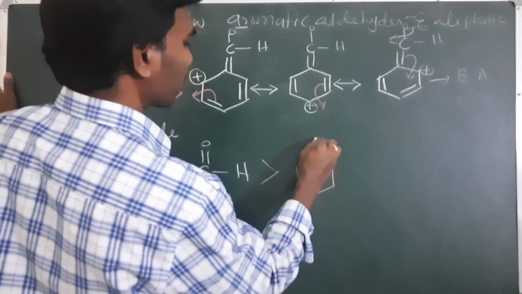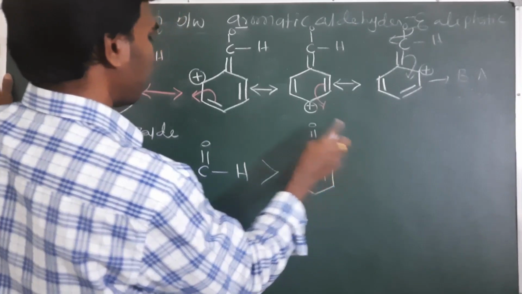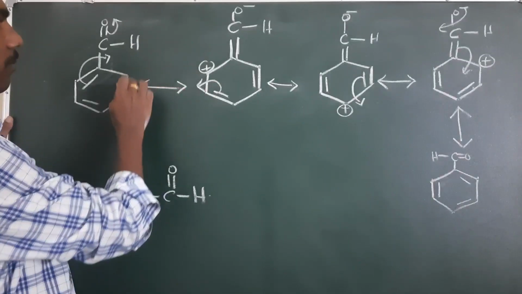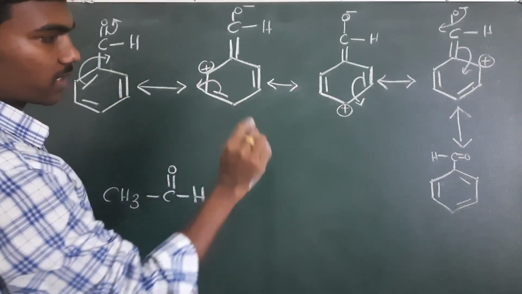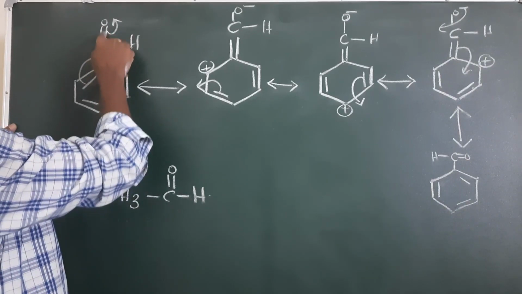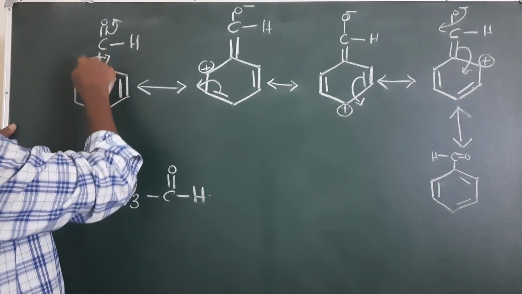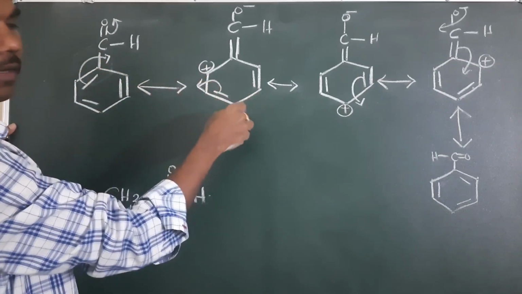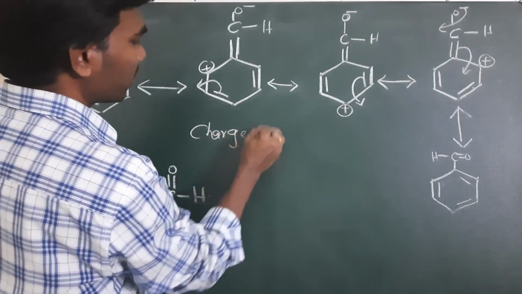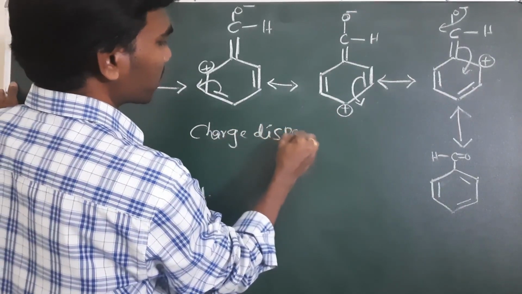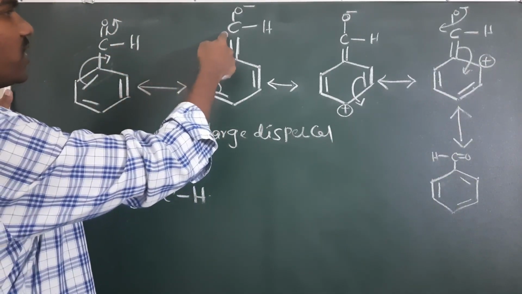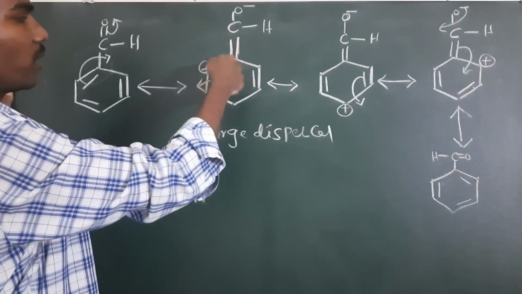Comparing with aliphatic, aromatic aldehydes are less reactive. By observing the aromatic aldehyde resonance structures, we can say one thing. Here you see a carbocation; because of polarization, positive charge will form here. That positive charge will enter into the ring, meaning in the case of aromatic aldehyde, charge dispersal will take place. Charge is distributing, moving from the carbonyl carbon to the benzene ring.